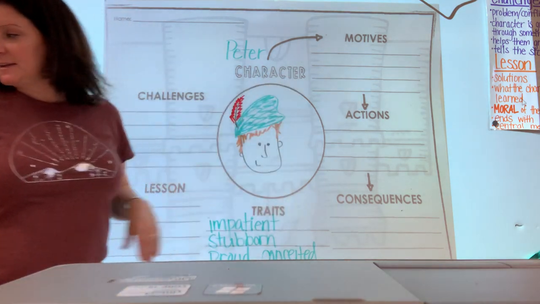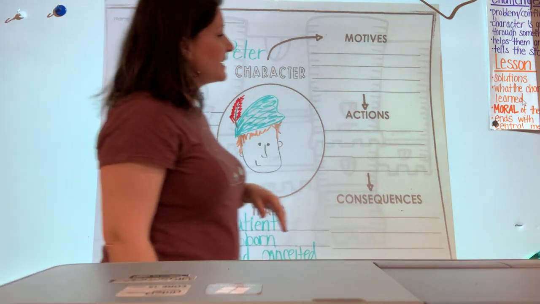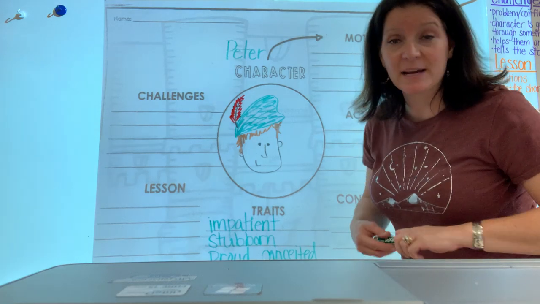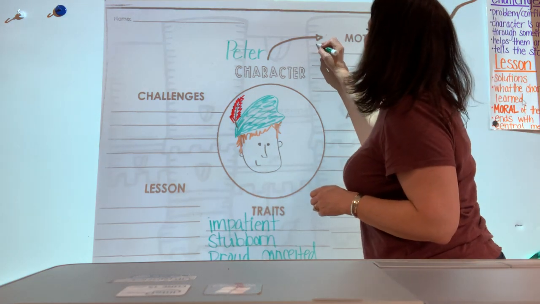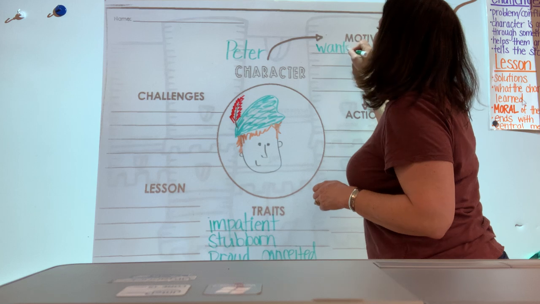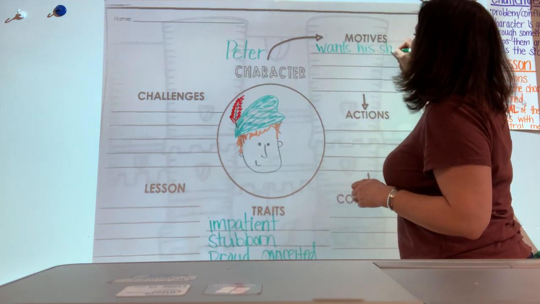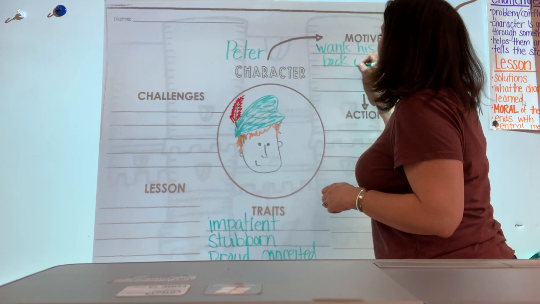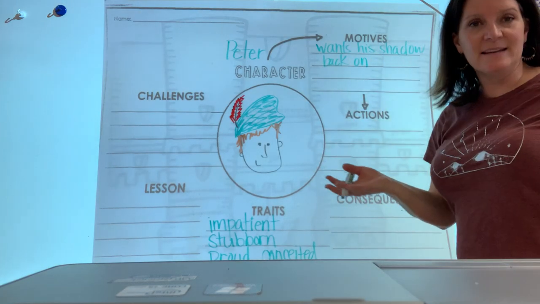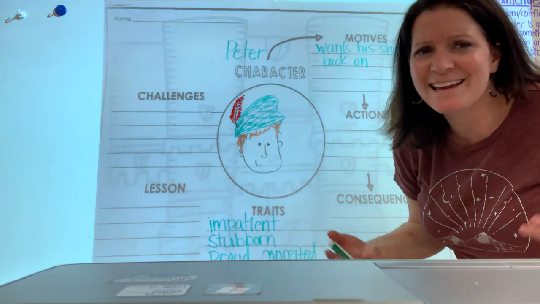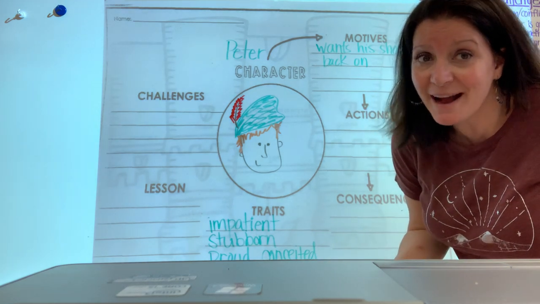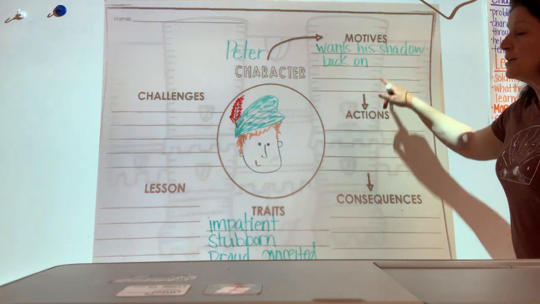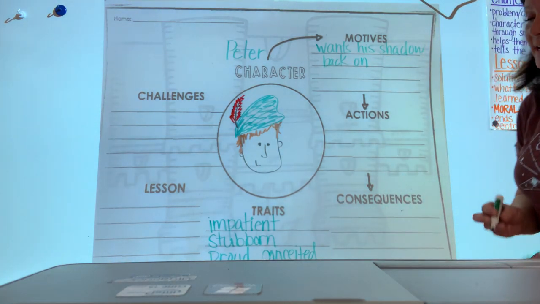So let's talk about his motives. What does he want in this excerpt? He wants his shadow back on, right? He wants help. So his motive is he wants his shadow back on. It's become detached from his body. That's what makes this a fantasy, is your shadow never becomes detached from your body, right? It's only there when the sun is out and casting a shadow. So he wants his shadow back on his body.